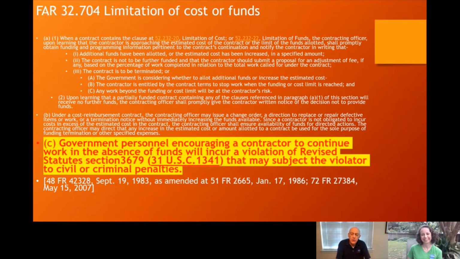typically we would obtain consideration when we amend a contract. In this case, we're not required to do that, and we'll talk about that. But these clauses protect both the contractor and the government. They often get into arguments about, did they give us the notice in time? Did they exceed the amount and then come to us?